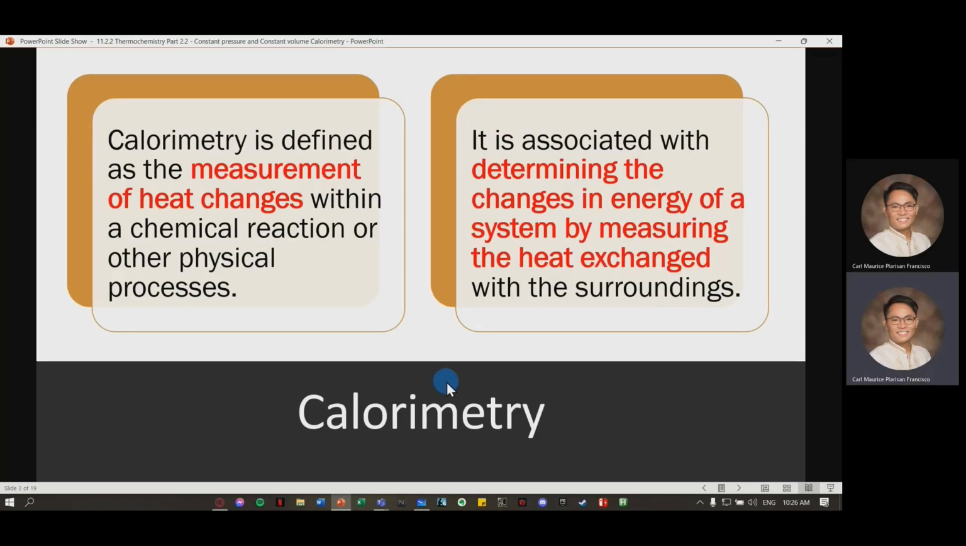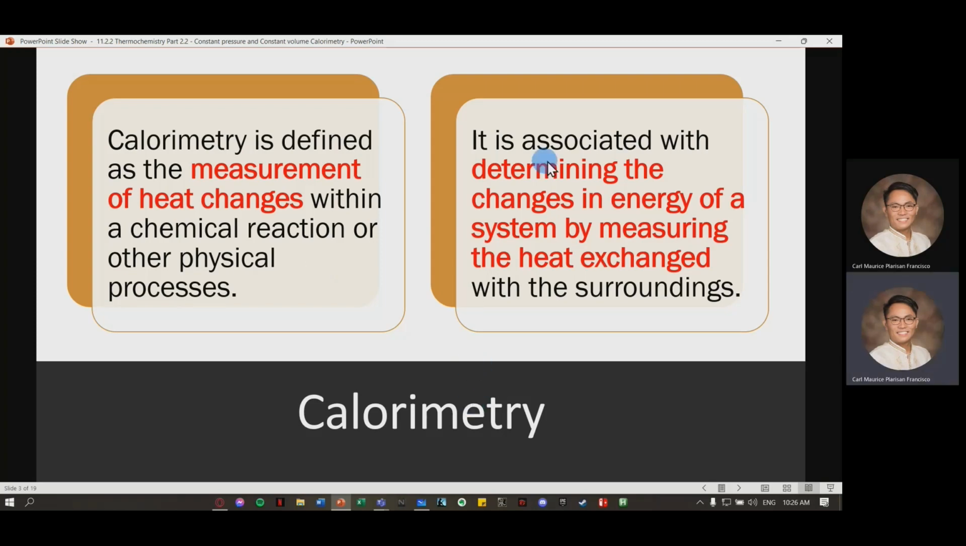We start by defining what calorimetry is. Calorimetry is simply defined as the measurement of heat changes within a chemical reaction or other physical processes. Okay, so take note of the keywords. Calorimetry is simply the measurement of heat changes within chemical reactions.